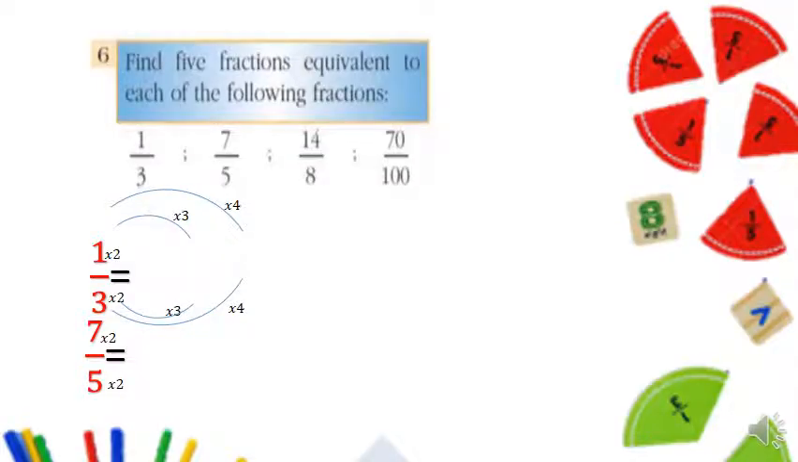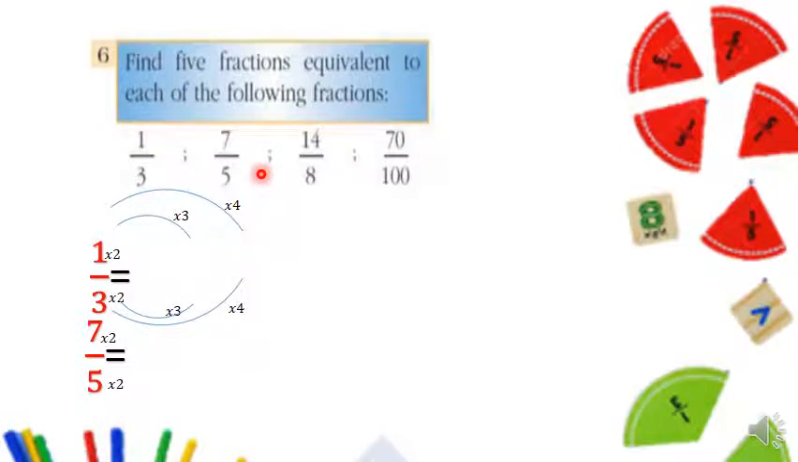Let's start with exercise number 6. Find 5 fractions equivalent to each of the following fractions. We have these fractions. I'm going to work on just the first 2 fractions and find 5 equivalent fractions.